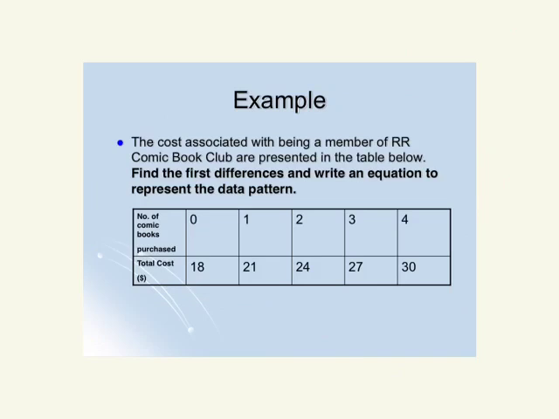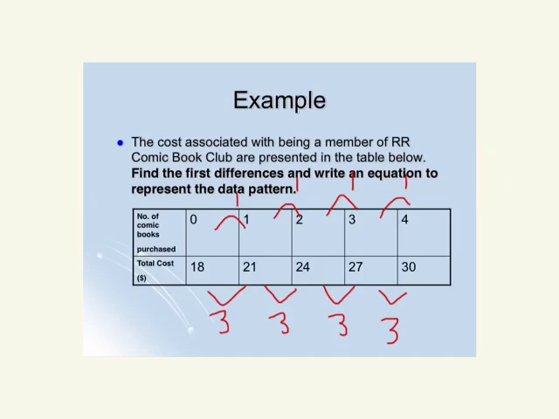Again, here's just another example. It says the cost associated with being a member of the Railroad Comic Book Club is represented in the table below. Find the first differences and write an equation to represent the data pattern. Well, this is 3, 3, 3, and 3. And as you notice, the x's are increasing only by 1 each time as well.